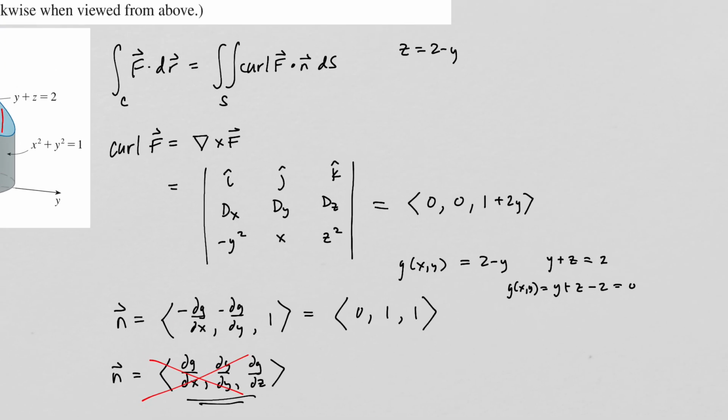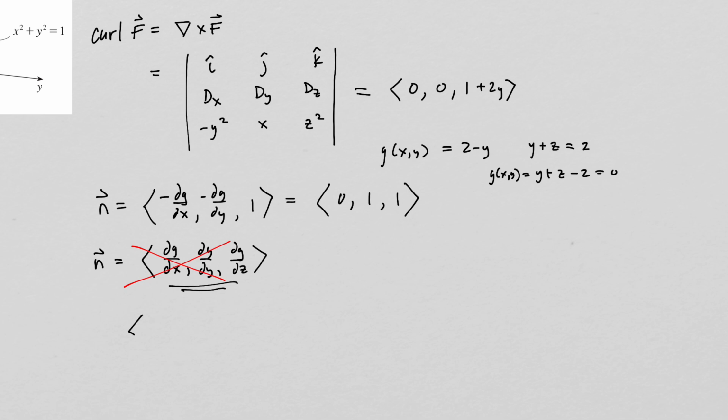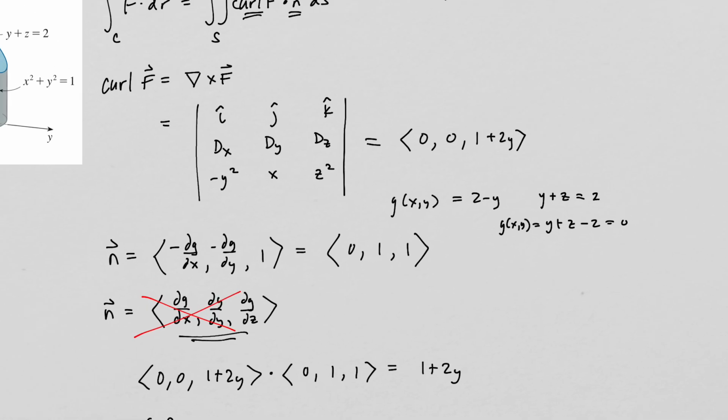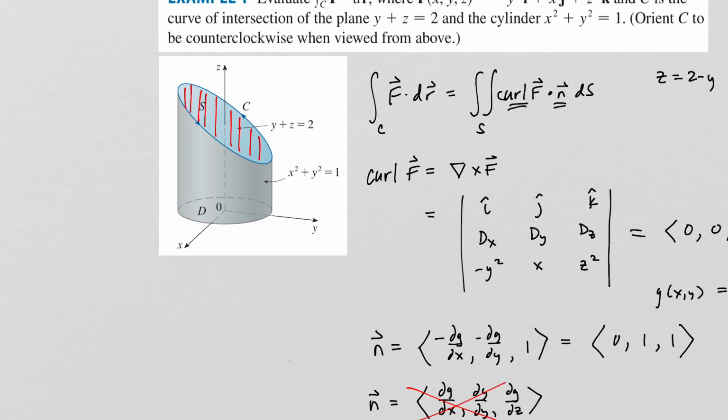So now we need to do the curl dot product with that normal. So that's going to be 0, 0, 1 plus 2y, dot product with 0, 1, 1. And this, of course, is just 1 plus 2y. And so now Stokes' theorem says we just need to take the double integral of 1 plus 2y dA along the domain D, right? And the domain D now lives in the xy plane, and that is simply going to be the unit circle down here.